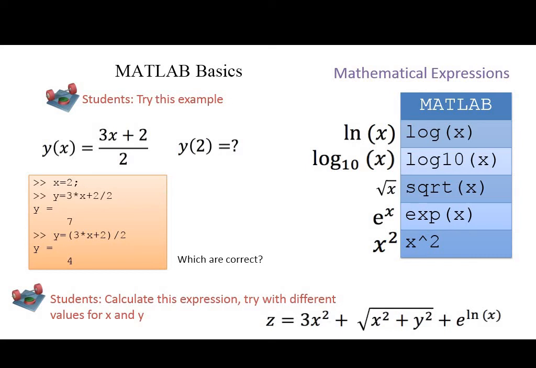But if you write y = 3 * x + 2 / 2, then the answer will appear as y = 7, because here the math rule is applied. It means BODMAS is applied, and if you don't use brackets here, then it will give a wrong answer. So you have to write y = (3 * x + 2) / 2. Then you will get the correct answer, which is 4.